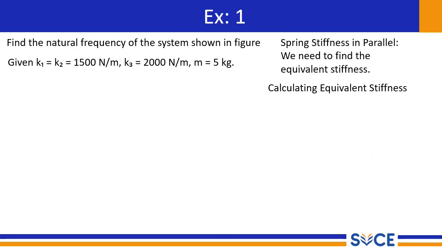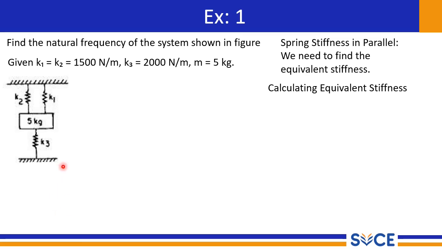We are going to solve a problem involving a spring mass system. Our goal is to find the natural frequency of this system as shown in this figure. Let's start by understanding the given information. We are given three spring constants: K1 and K2 equal to 1500 newtons per meter, K3 equals 2000 newtons per meter. We also know the mass is 5 kg. We need to find the natural frequency of the system.